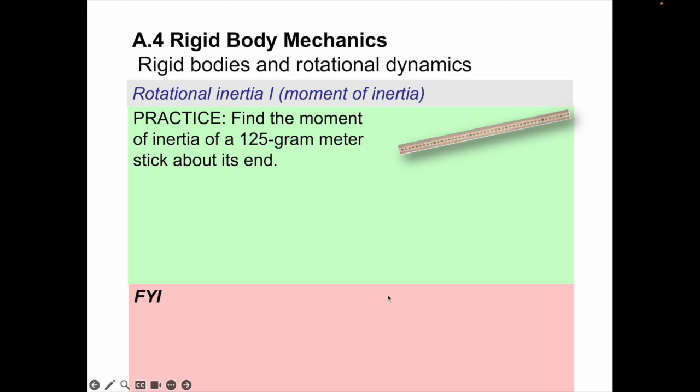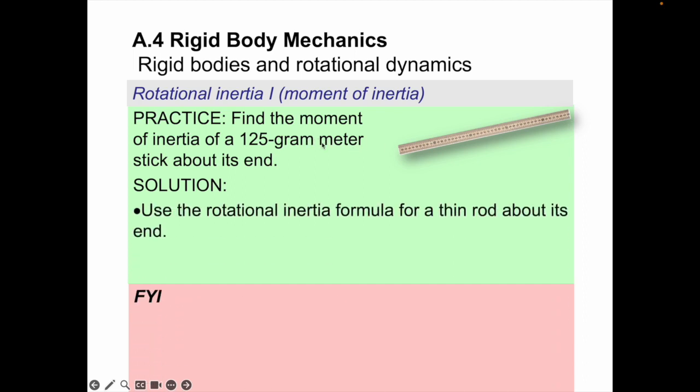Find the moment of inertia of a 125 gram meter stick about its end. So we're going to use the end formula here. See if you can do this one and then come back for the answer. If we use the rotational inertia formula for a thin rod about its end, we can plug that in here, as our moment of inertia is equal to 1/3 ml squared. This is 1/3 times our mass times the length. We know the length of a meter stick is a meter. We can end up with 0.042 kilogram meters squared.